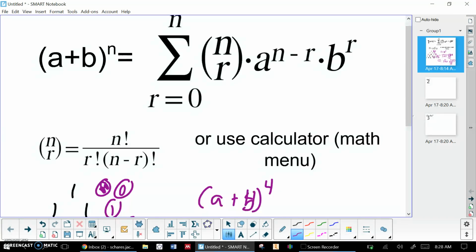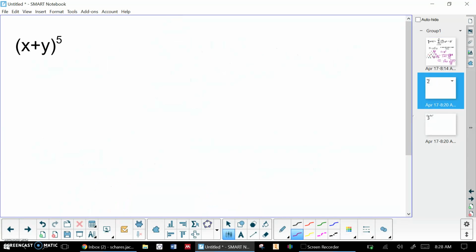So let's go ahead and look at a couple of examples of this. We'll do a simple one first, and then we will jump ahead to a little bit more complicated. So we have (x + y) to the fifth. Our choices here: we could use Pascal's triangle and find the fifth row, or we could use combinations. I think I'll just use the combinations.